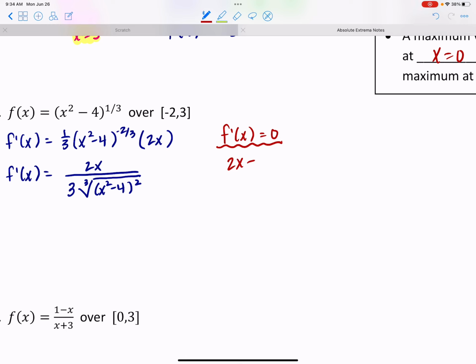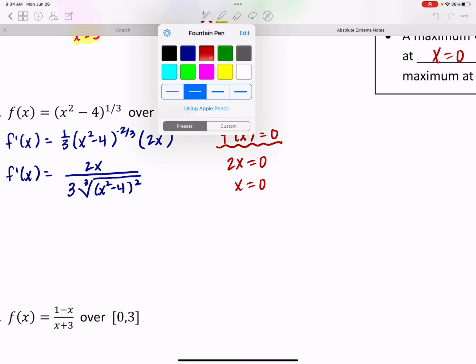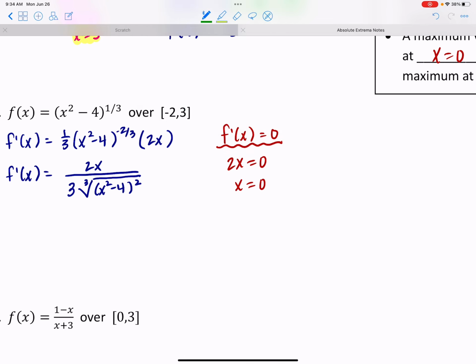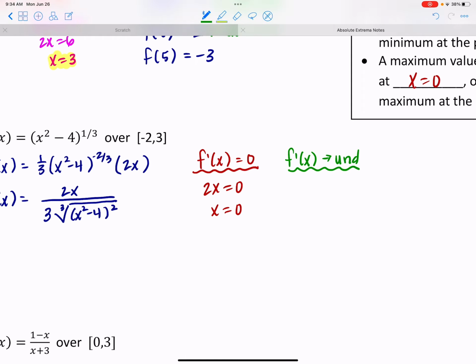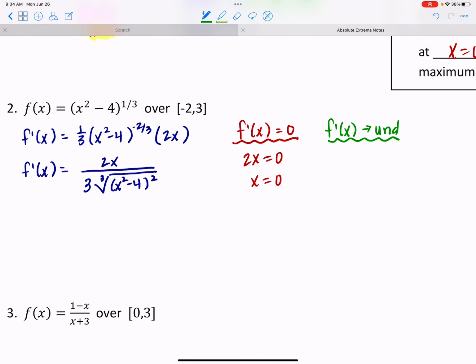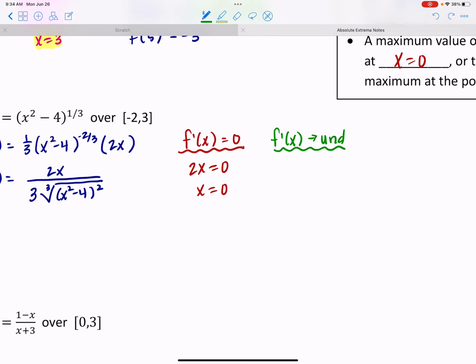So when 2x equals 0, which means x has to be equal to 0, that's going to be one of our critical numbers. Now, we also know we have critical numbers when our function is undefined. So where is our derivative undefined? Well, in the last one we had a polynomial that we could not make undefined, but here we can definitely make this fraction undefined if we make our denominator equal 0.